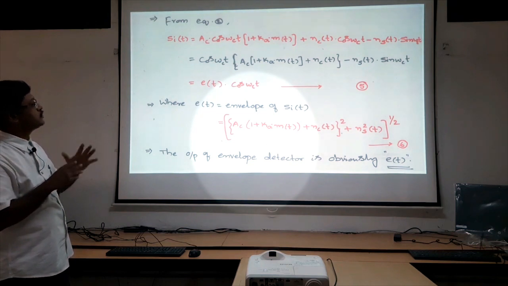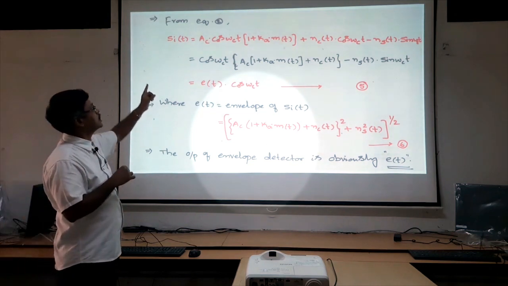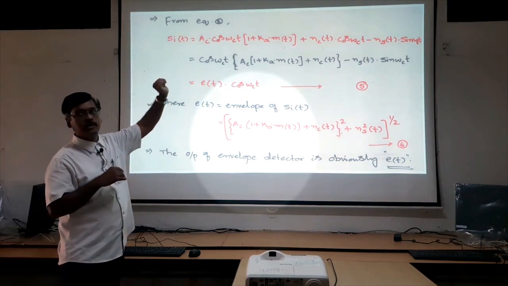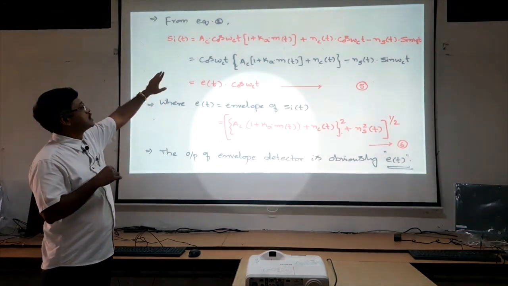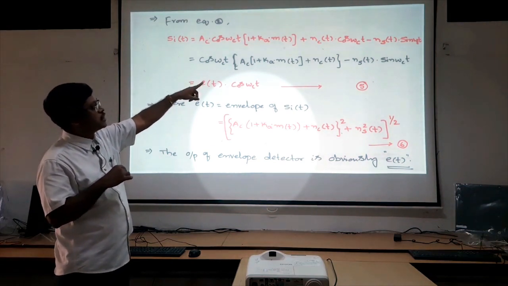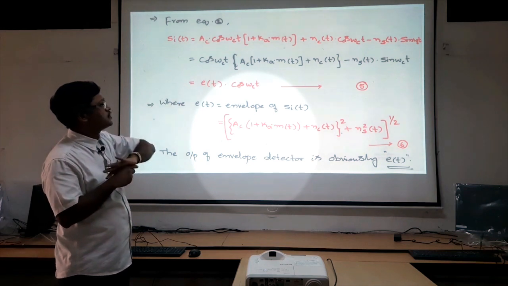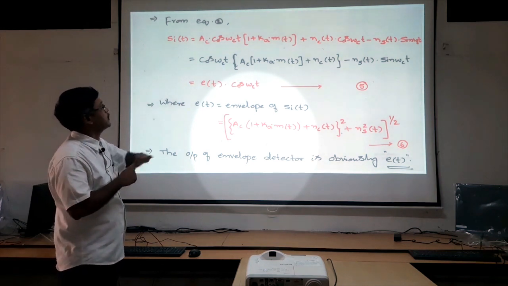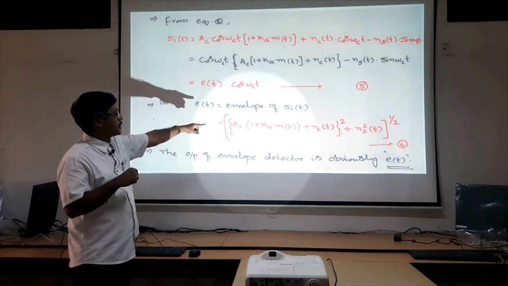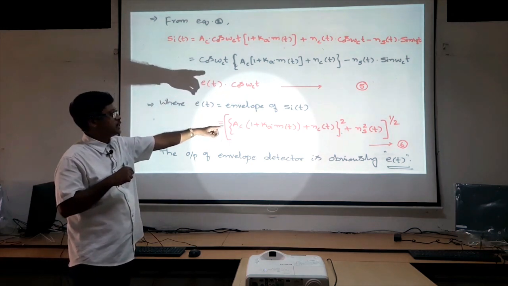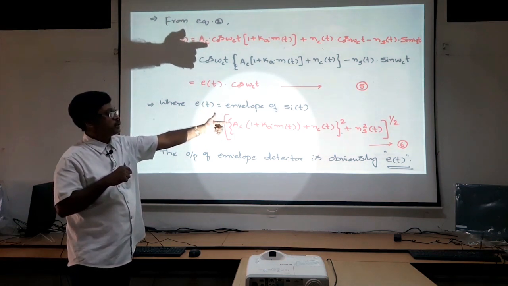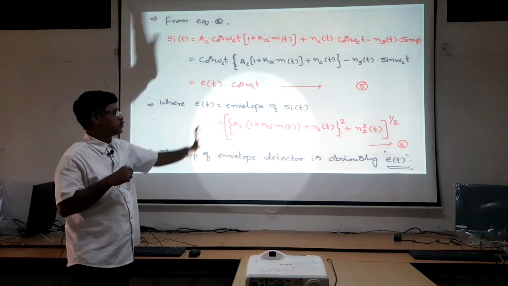In order to define the envelope of the modulated signal, once again I am redefining the amplitude modulated signal along with the noise component. That is Ac cos(omega_c t) into (1 + k m(t)) plus the noise, which has both an in-phase component and a quadrature component, that is Nc(t) and Ns(t). From that equation, try to define the envelope as Ac into (1 + k m(t)) + Nc(t) whole square plus the quadrature component Ns square(t), all to the power of 1 by 2.